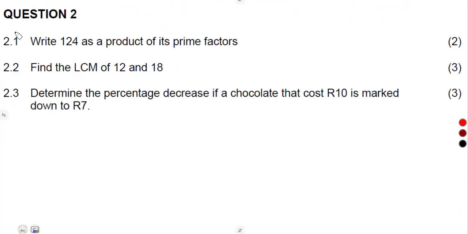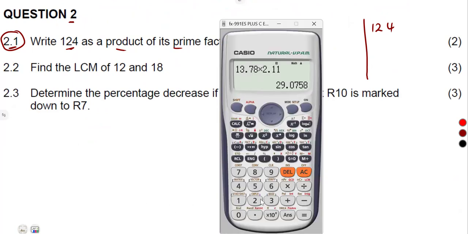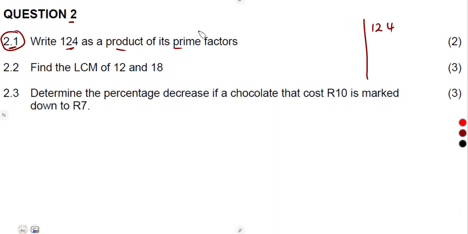Question number 2 on 2.1, write 124 as a product of its prime factors. All right, 124. There's a shorter way, but you're supposed to show the ladder diagram. But you can also do this on your calculator. 124 is equal to, then you press shift, fact. You're going to get your answer. But anyways, as a product of its prime factors, these are prime numbers 2, 3, 5, 7, 11. Those are the prime numbers and so on.